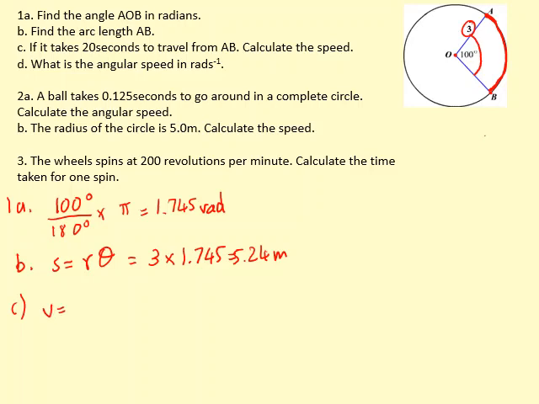Okay, C. Now if he covers this much distance in 20 seconds, the speed is simply, velocity or speed, same thing, is distance or displacement over time. So 5.24 meters in 20 seconds gives us 0.26 meters per second.